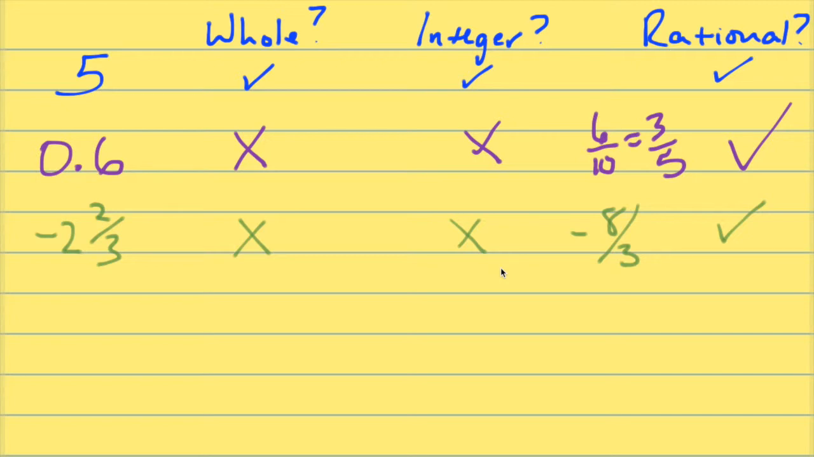What about -24? Is that a whole number? No, whole numbers are only positive numbers, so it can't be a whole number. Is it an integer? Yes, it is. And since it's an integer, it must also be a rational number.